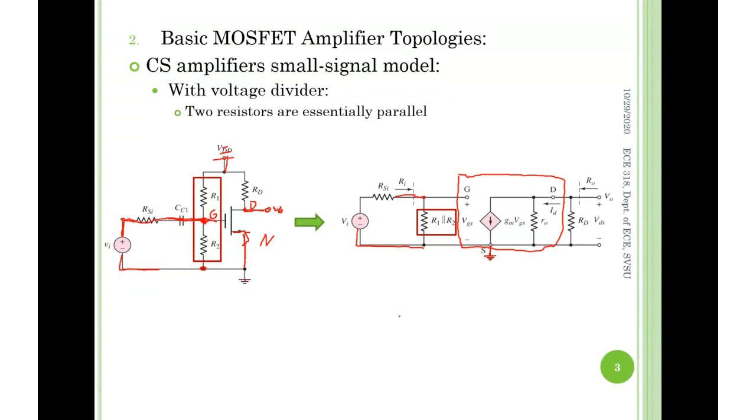Any questions regarding this extension of the gate, particularly just the gate? Source, I think, is fairly easy. How about the gate? Does everything make sense?